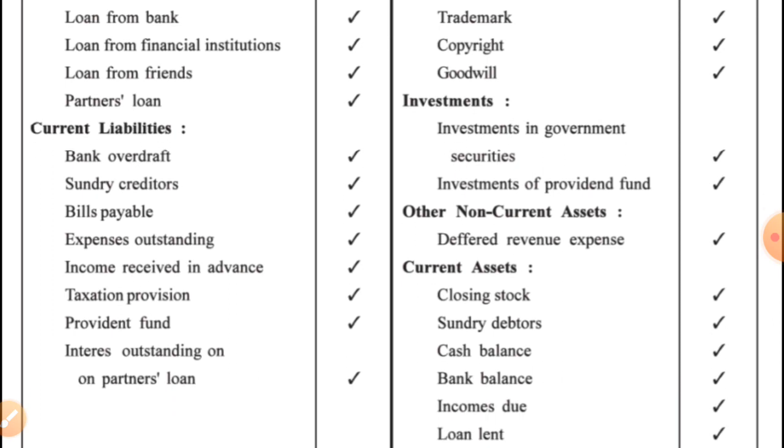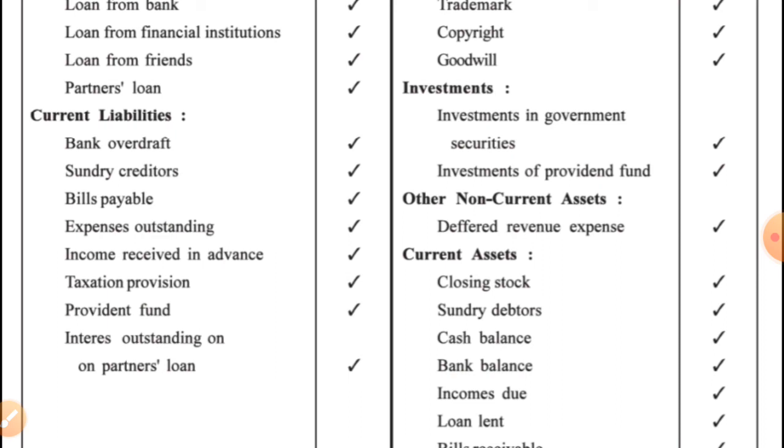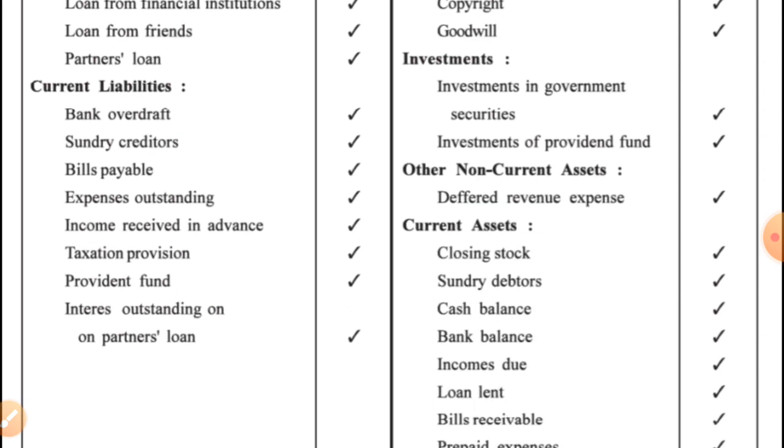Provident fund is a liability, but if it is a contribution to provident fund, then we will record it on the debit side of the P&L account. Outstanding interest on any of the partners' loan is included in current liabilities, which are payable within the time limit of 1 year.